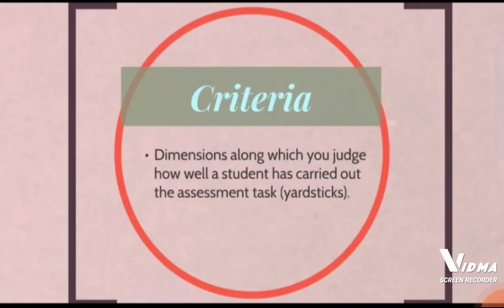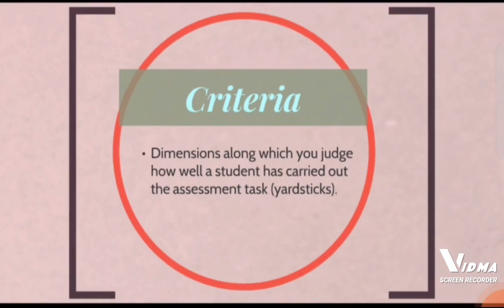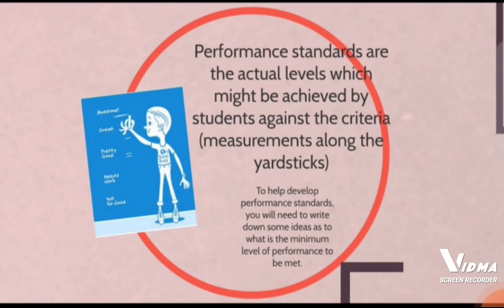So the criteria are the dimensions along which we judge how well a student has carried out a task, the yardstick. Performance standards are the actual levels which might be achieved by students against the criteria. So to help the students, for performance standards, we will write down some ideas as to what is the minimum level of performance to be met.